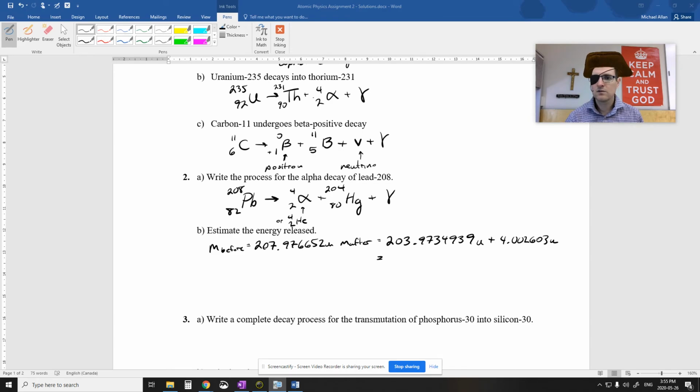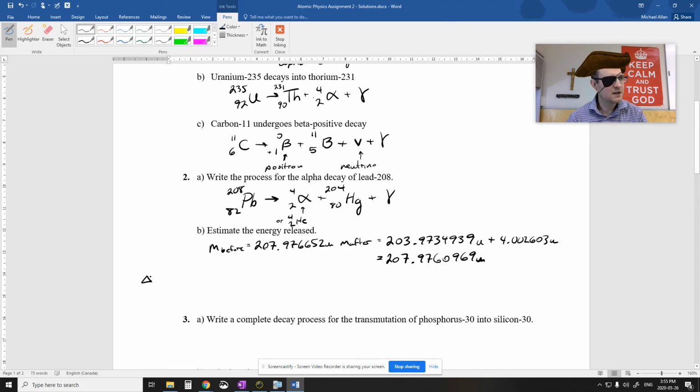Plus 4.002603. So I get a mass of something slightly lower than the other side, which makes sense because it's not going to be gigantically lower. I get 976.0969 atomic mass units. I got the 207 part there too.